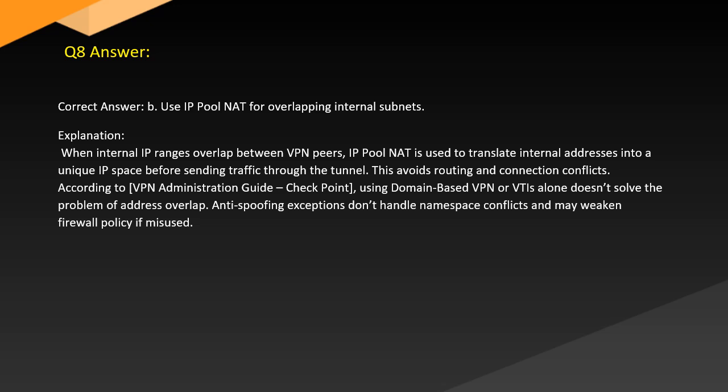Answer. Correct answer B. Use IP pool NAT for overlapping internal subnets. Explanation. When internal IP ranges overlap between VPN peers, IP pool NAT is used to translate internal addresses into a unique IP space before sending traffic through the tunnel. This avoids routing and connection conflicts. According to the VPN Administration Guide, Check Point domain-based VPN or VTIs alone don't solve the address overlap. Anti-spoofing exceptions don't handle namespace conflicts and may weaken firewall policy if misused.